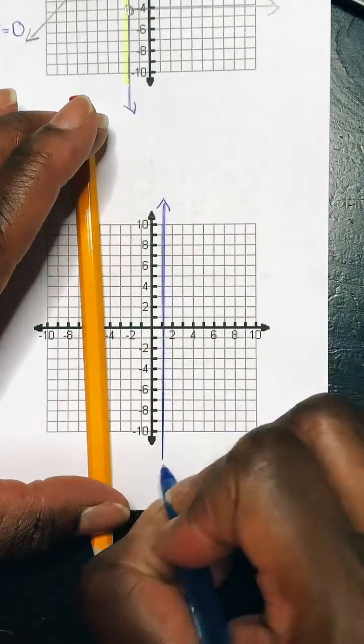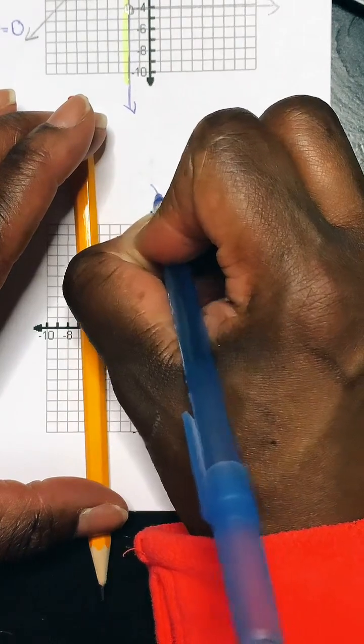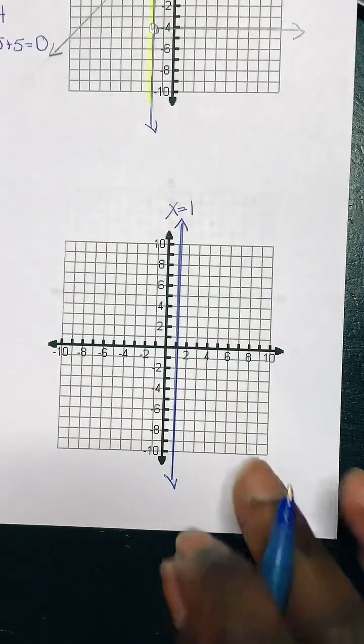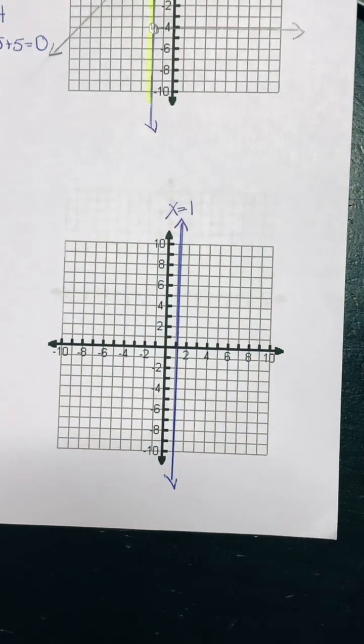Okay, so I'm drawing a boundary line so you know when x is equal to 1. Are we okay so far?